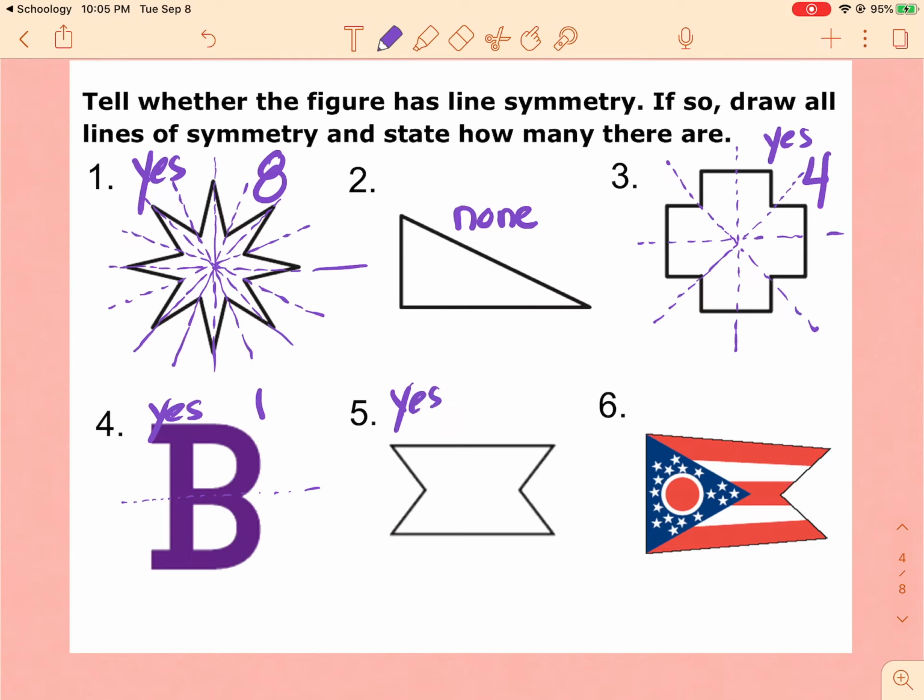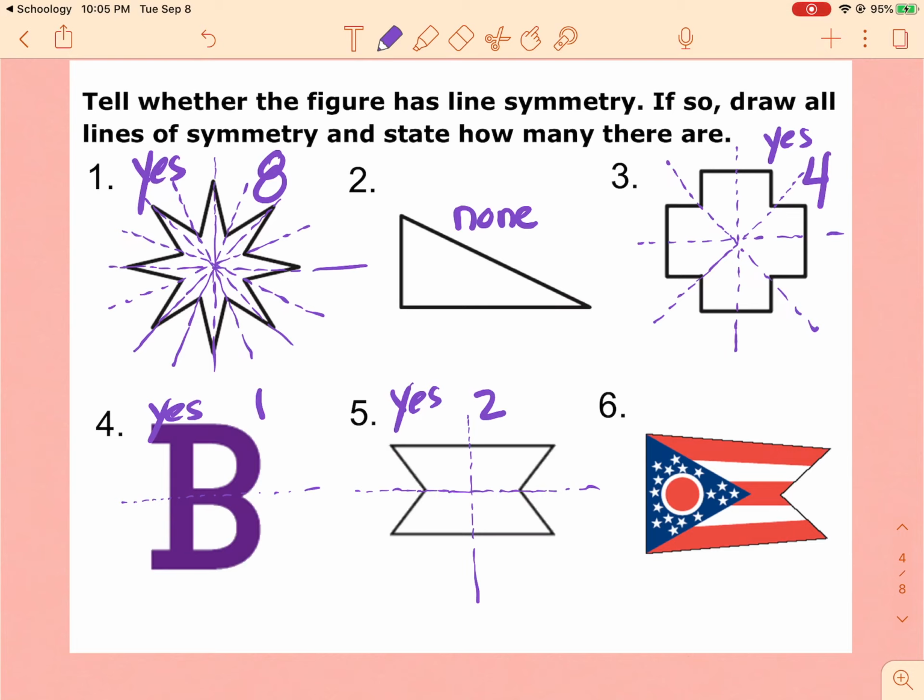Number 5, I think you would agree that there is. We can fold it right along here for it to match up, and then also right here. It might look like the diagonals could, but those don't match up, so that would only have 2.